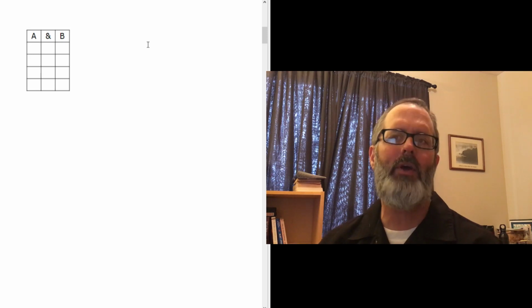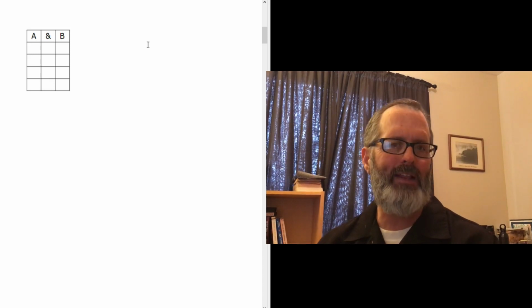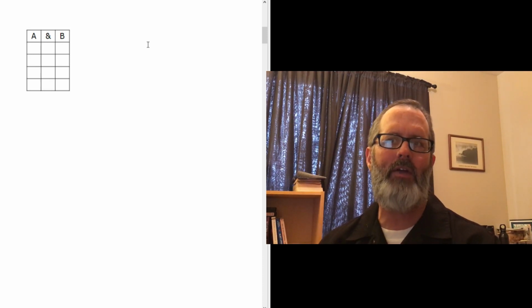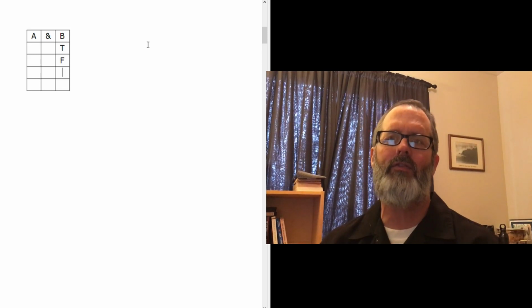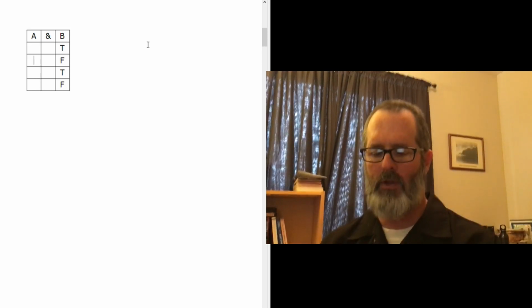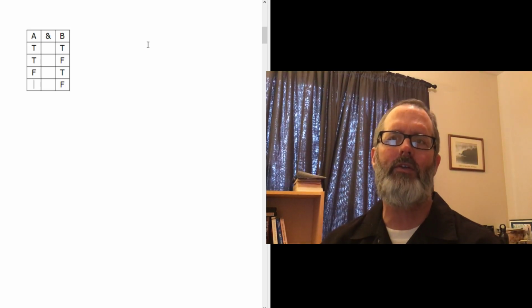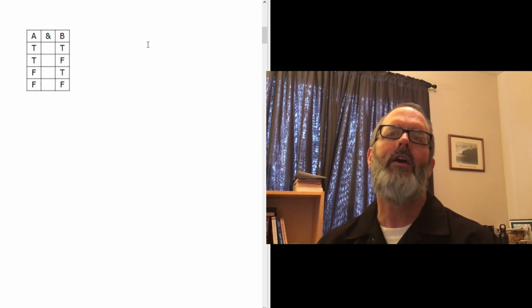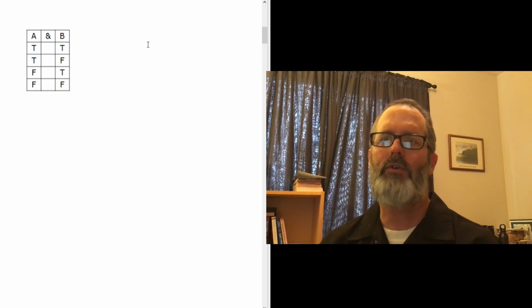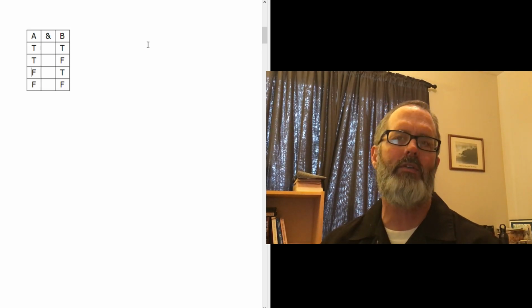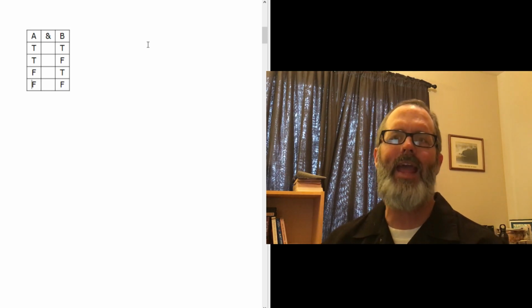An and is a two-place connective, so we'll be comparing the truth values of two sentences. What do I do first? I fill in the values like I showed you in our little algorithm. In the last letter alphabetically, it'll alternate true, false, true, false. A will alternate true, true, false, false. That's easy to see. We have simply captured all four truth combinations: true, true, true, false, false, true, false, false. So we can see what happens to the and.